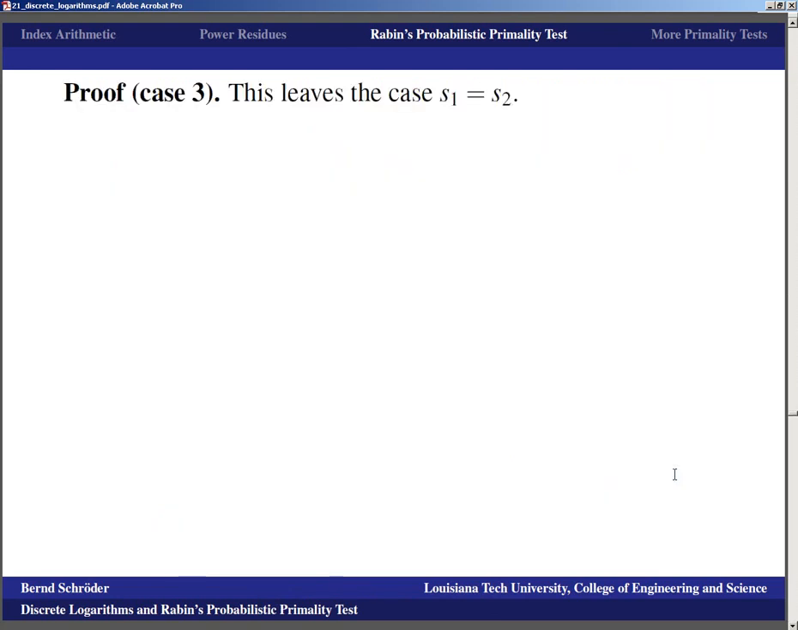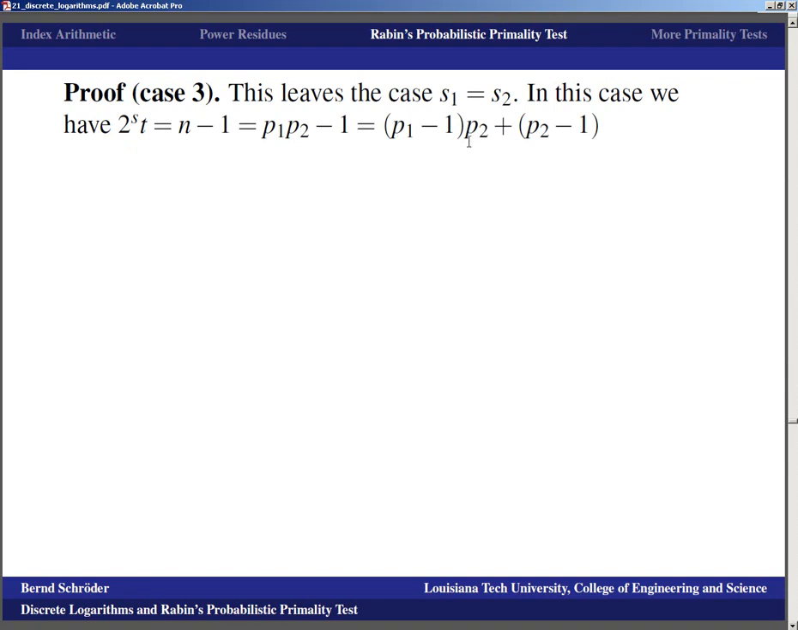That leaves case 3, 3a or something like that, the last case, that s1 is equal to s2. So in this case we have that 2 to the s times t is n minus 1, which is p1 p2 minus 1, which is, if I just add and subtract the p2, that's p1 minus 1 times p2 plus p2 minus 1. And that's 2 to the s1 t1, because that's p1 minus 1 times p2, plus 2 to the s1 t2, which is p2 minus 1. And remember, s1 is s2. And I'm just writing this out because we will need that to verify a step further down. And so that's 2 to the s1 times t1 p2 plus t2, so that's just factored out. Remember that s1 was equal to t1 here.